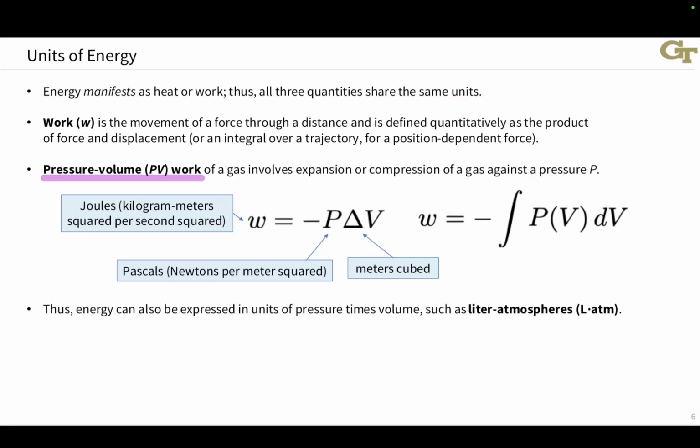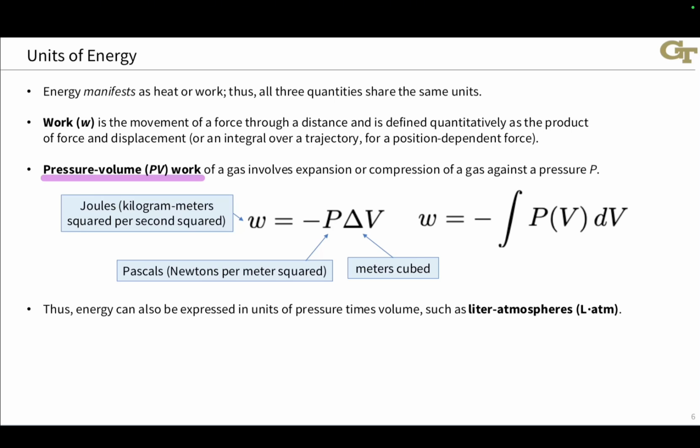We also do work when we compress a gas, and this is very commonly thought about and taught in introductory chemistry courses. And the work we do in compressing a gas is known as pressure volume work, or PV work.